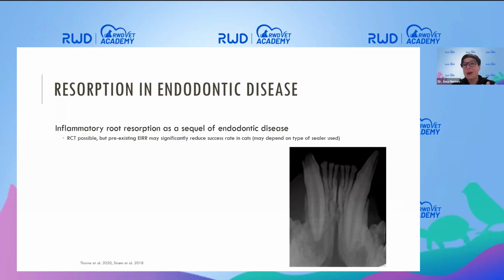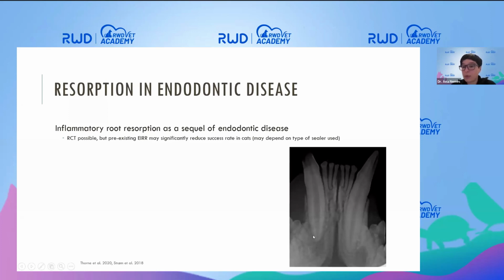The other thing, and I'm straying a bit now, is resorption in endodontic disease. Endodontic disease is an inflammatory process related to the dental pulp. What happens here is that once the tooth becomes non-vital and the inflammatory process establishes at the root apex, this can lead to activation of odontoclasts in the periapical periodontal ligament, leading to inflammatory root resorption. So we clearly know what the etiology is here.